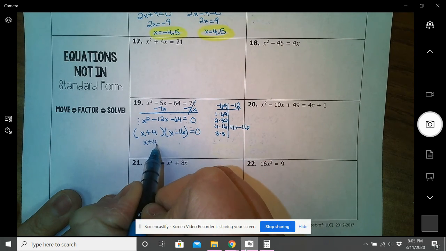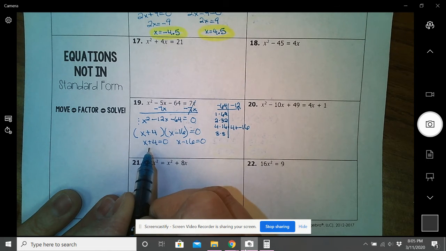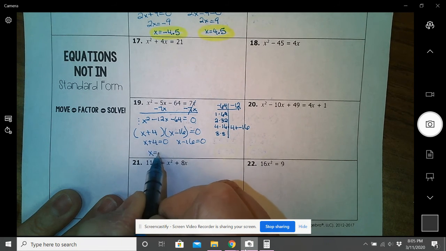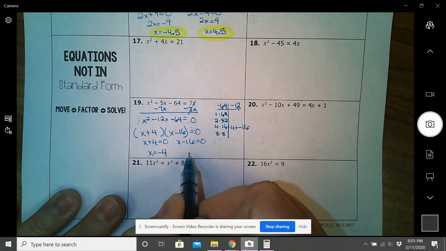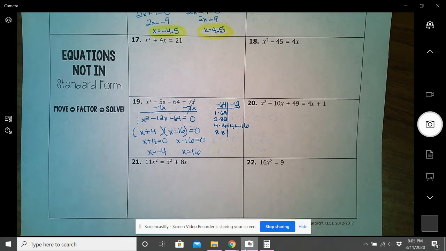Set each factor equal to 0 and solve. On the first factor, I would subtract 4, giving me an x equals negative 4. On the second factor, I would add 16, giving me an x equals positive 16.